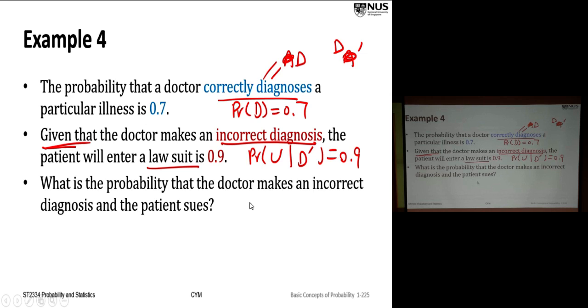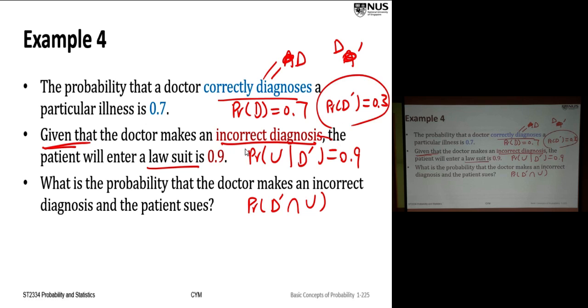So this is very straightforward. What we are asked is to make an incorrect diagnosis and at the same time the patient sues. So just multiply the two and then you will get this answer. Oh, sorry, not multiply these two, but you have to work out from here what is the probability of D prime. So it's 0.3. So it's multiply this with this. That will give you this.